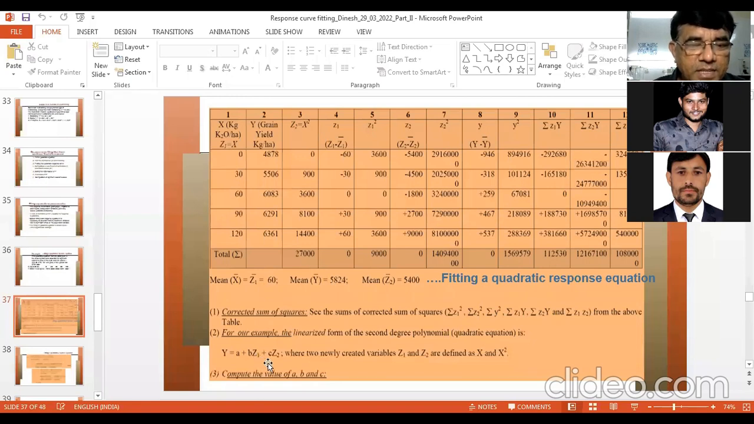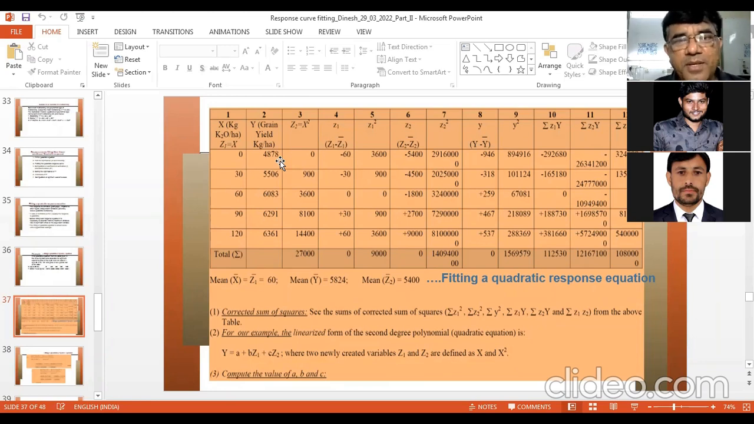Then comes plus c Z2. So this is x square. The square has been linearized by some relationship and converted into capital Z2, and Z2 is equal to x square. So this is how the statistician has done it. I know only this part, that x is equal to Z1 and x square is equal to Z2. You can consider it like this, and by having this assumption, you can calculate the rest of the sums of squares.